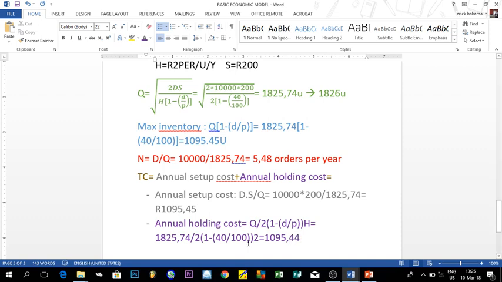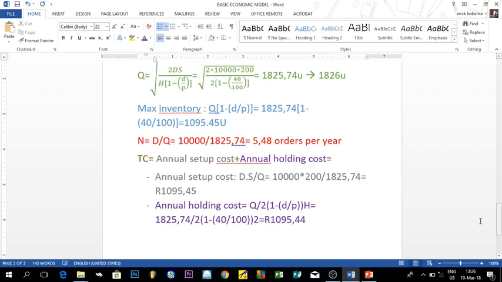So we have 1095.44. Again, as I said, we realize that generally the annual setup cost and the annual holding cost are the same. It's not a principle whereby everything must be the same. Sometimes it can, sometimes it won't. But generally when it is, you know that you're on the right track already.